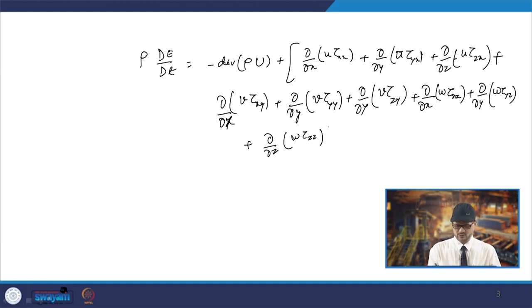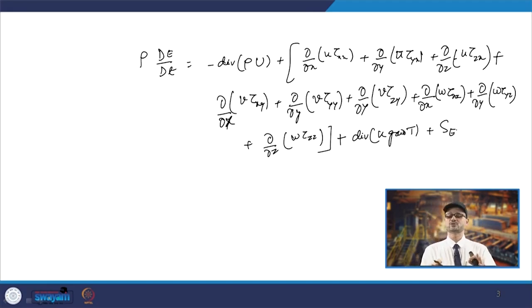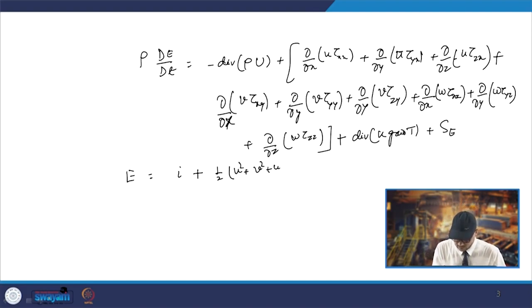So this way you had the ρ D by Dt, and then you had the term div of k grad T, and you had the term S_E. So this was the energy equation which we derived. Now in that, basically what we take, this E will be the internal energy I term, which will be for the temperature, and then you have the kinetic energy term, that is half of u square plus v square plus w square.